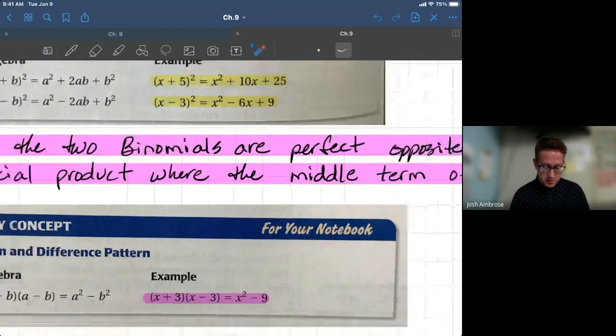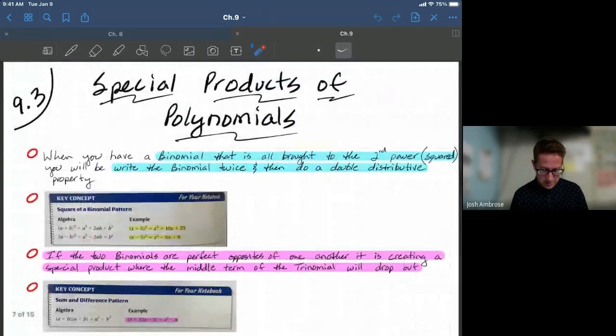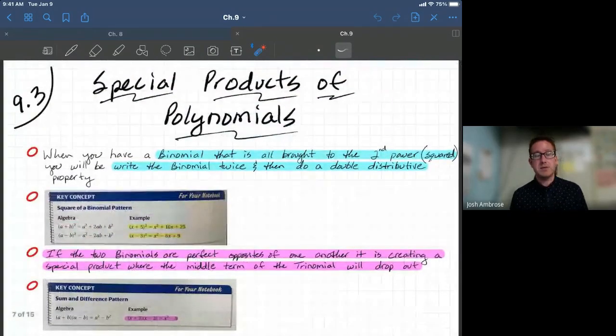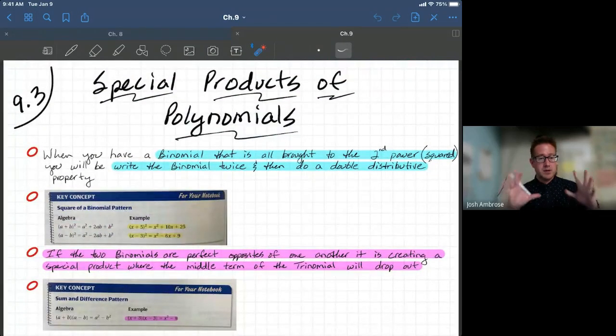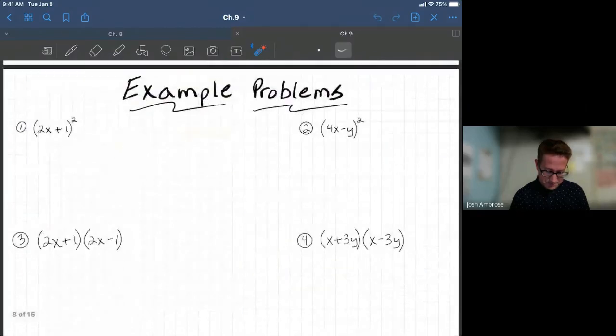All right, these are the two main concepts being addressed in today's notes for section 3. Okay, so there's the note page. Copy down everything that's highlighted on that page into your notes. All right, you can pause it, take the time to do that. Now let's move into the example problems.